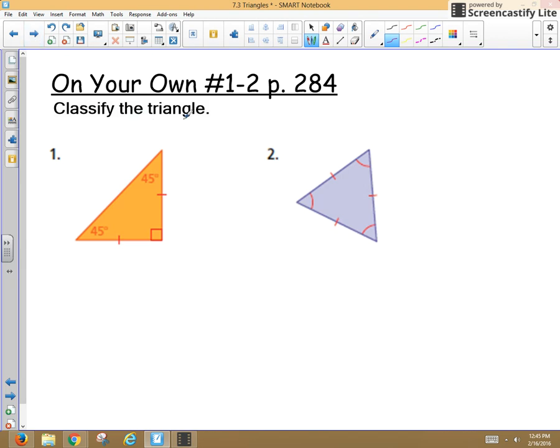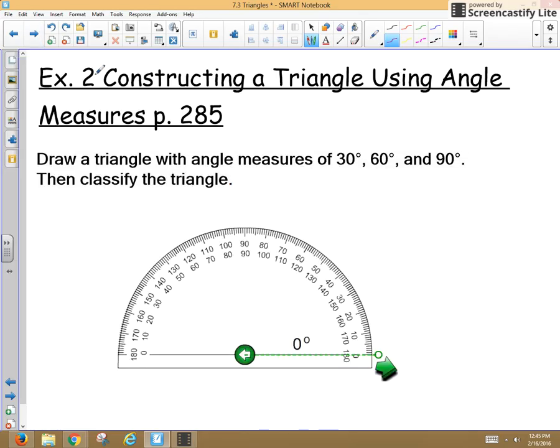Now I'd like you to complete on your own numbers 1 and 2, classify the triangles, tell me about their angles, and then tell me about their sides. Okay, example 2 is constructing a triangle using an angle measure. We need to draw a triangle with angle measures of 30, 60, and 90 degrees, and then classify the triangle.